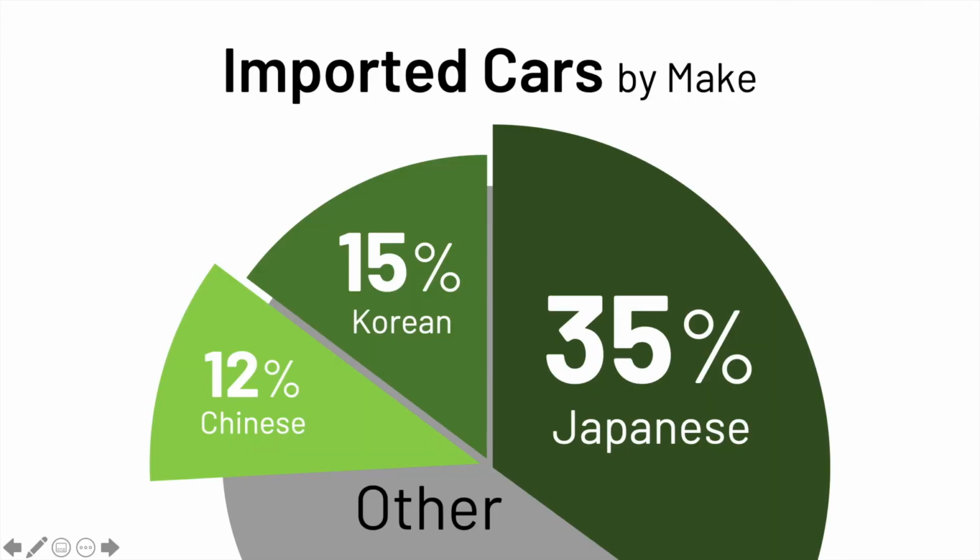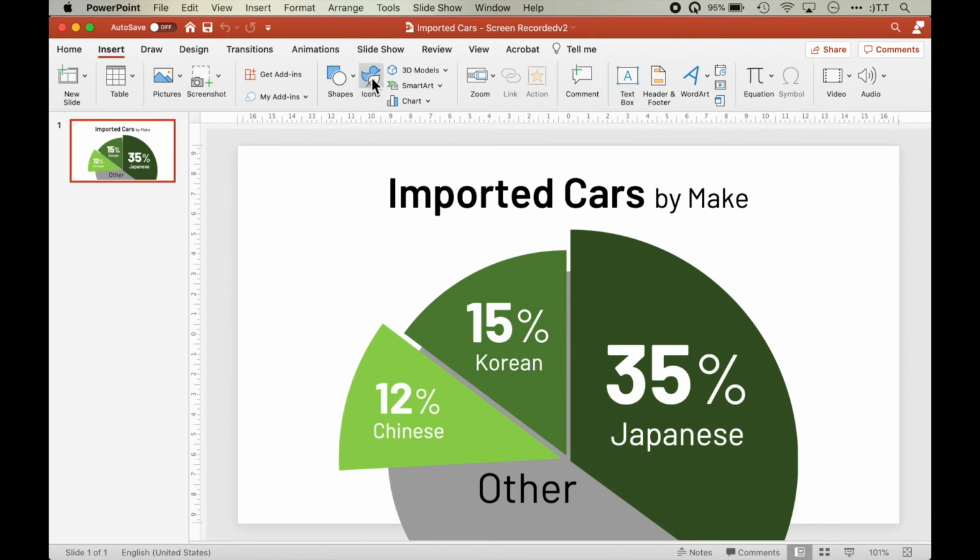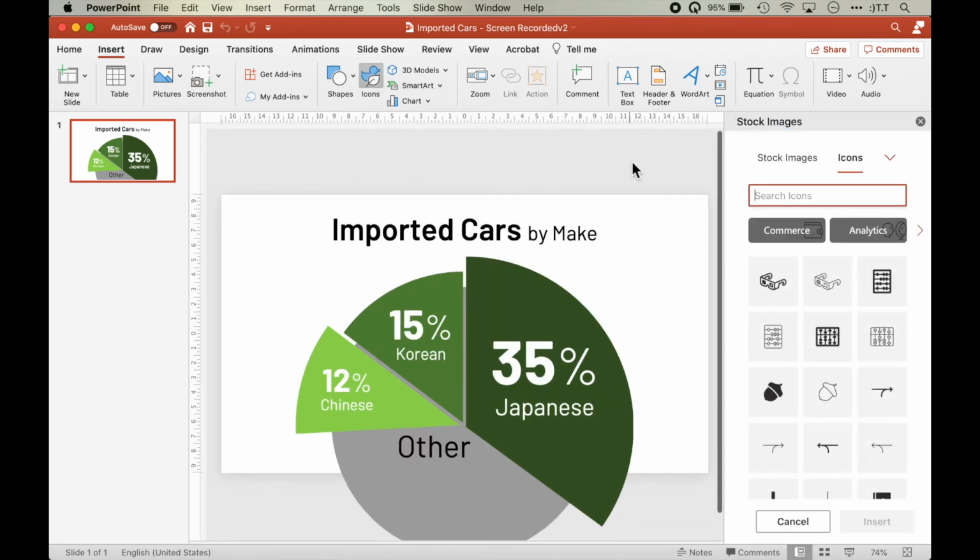Wonderful. Looks like there's something missing. Oh, we need to add an icon of a car. Let's do that now. Go to Insert and click on Icons. And on the right of PowerPoint, you will see a list of icons that you can use.